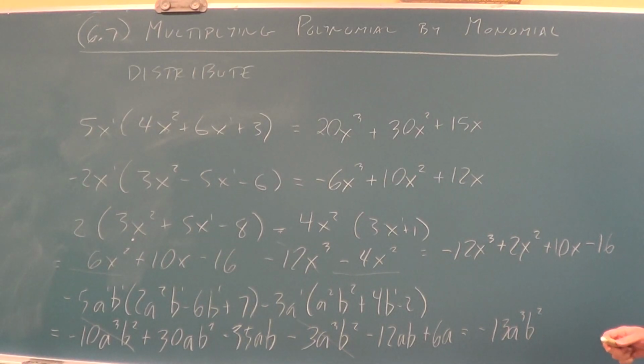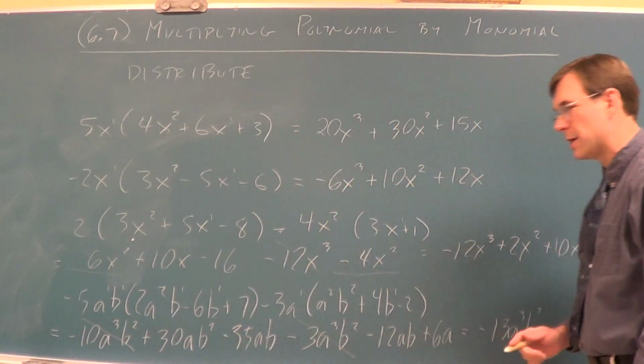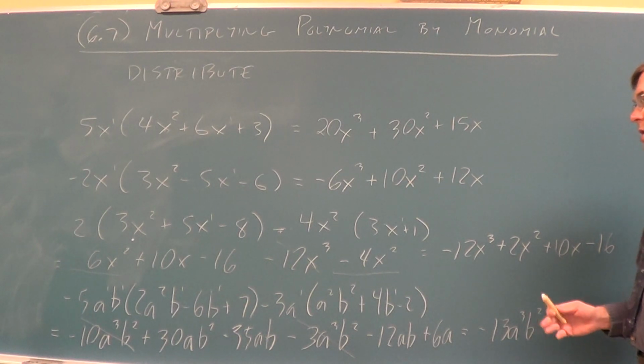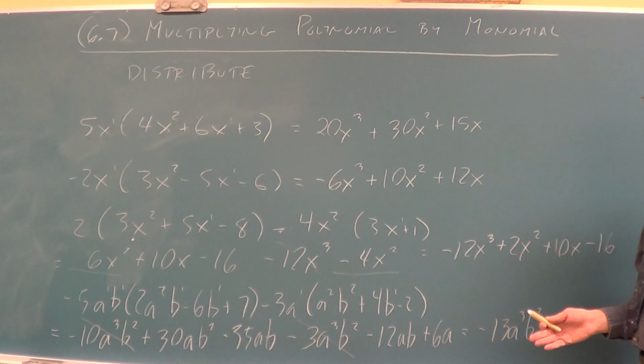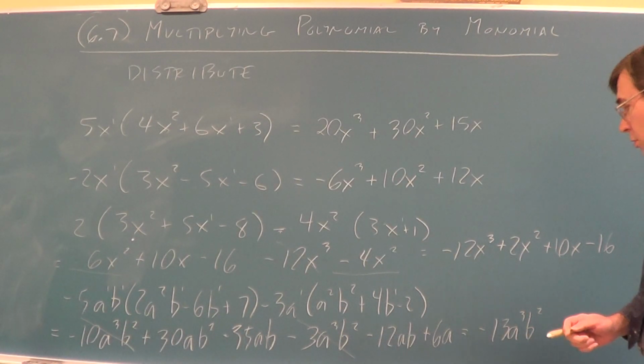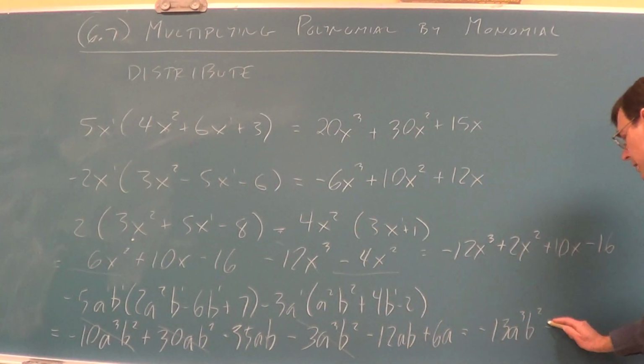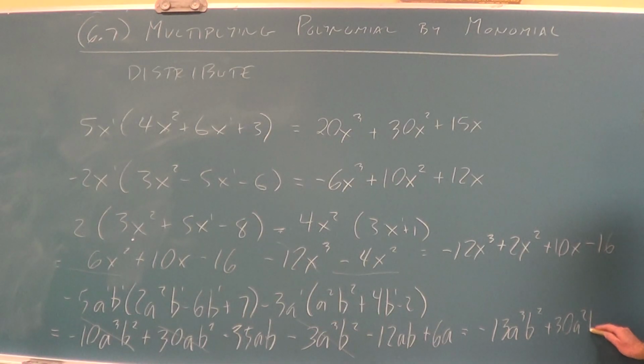Next highest A's we have just single A's. Everybody has single A's. Are those all like terms? No. So then we use the B's as a tiebreaker. What's the highest B we have to work with? The 2. Anything like that? No. So just take this plus 30, A squared B, and bring it down.